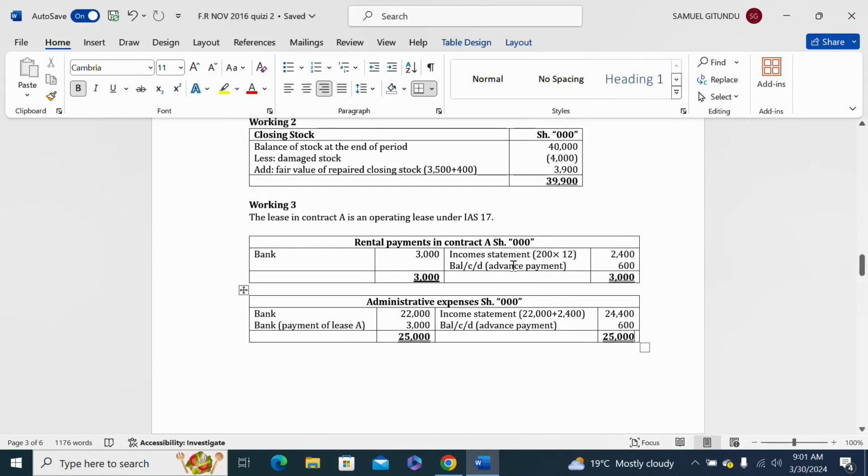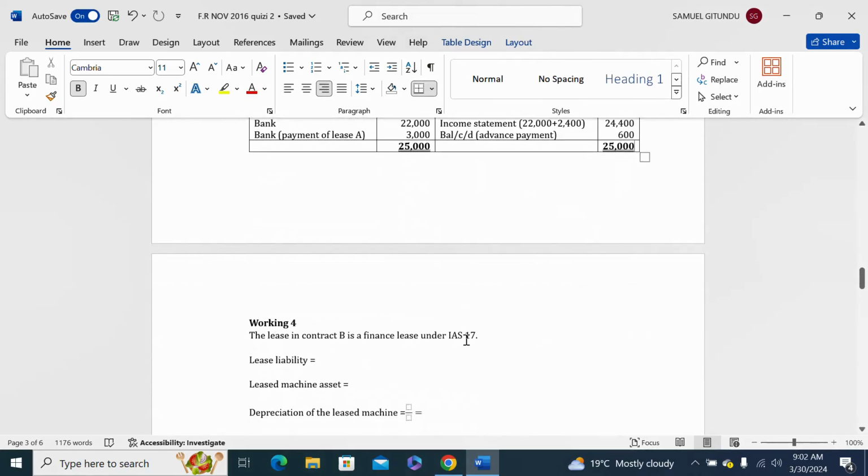We have calculated the figure which you are going to take to the income statement, and then we have classified that interest under the administrative expense because we are told it is for official use. We are told it is for official staff, but we are not told whether the motor vehicles are being used for distribution of the company goods, or being used by the official staff. Maybe they were given to the official staff to take them to work. That's why we are classifying that interest under the administrative expenses.